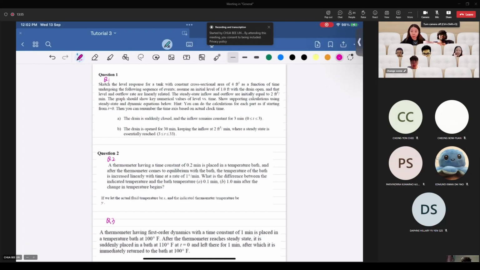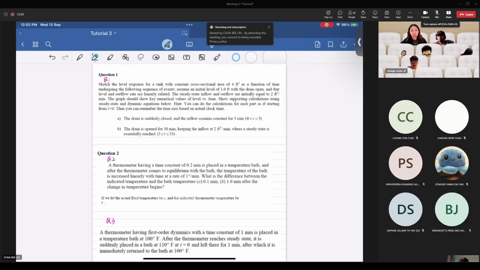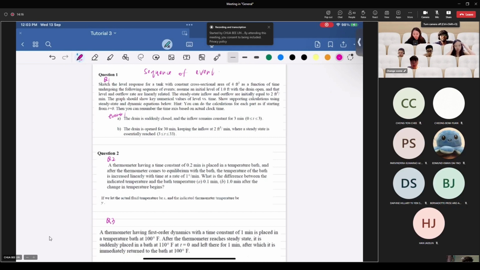This is just an additional method using a Laplace transform, where you still need to utilize the initial condition. So this is the question that we have: the sequence of events. For example, you have event 1, then after event 1, continue with event 2.